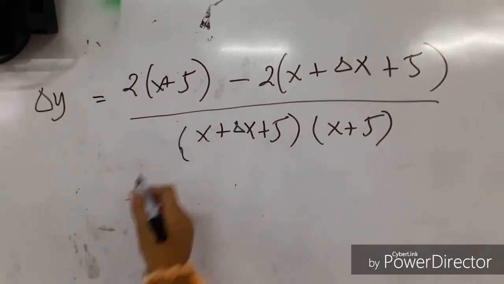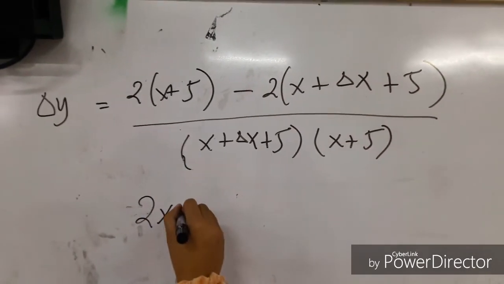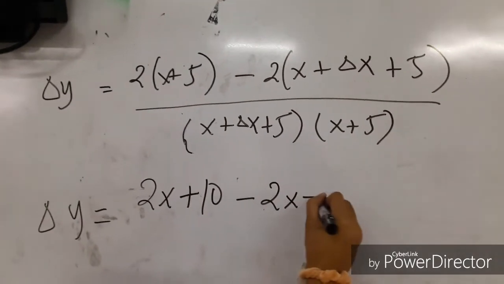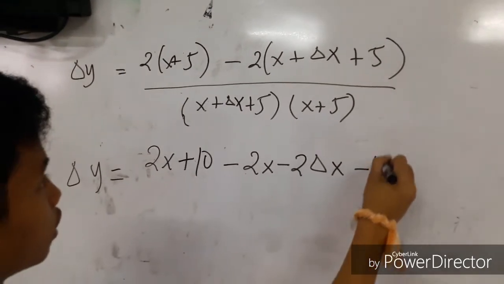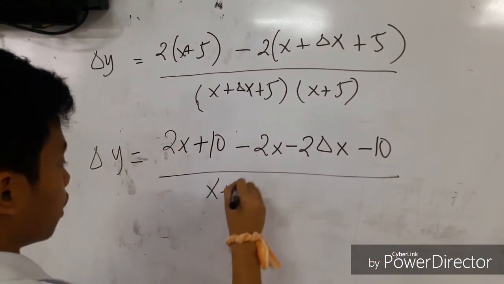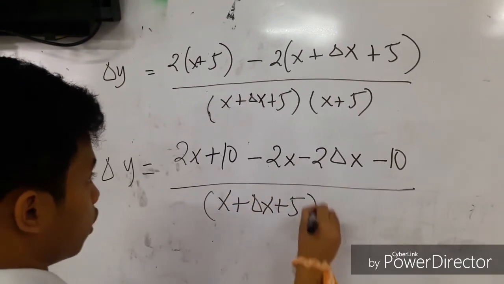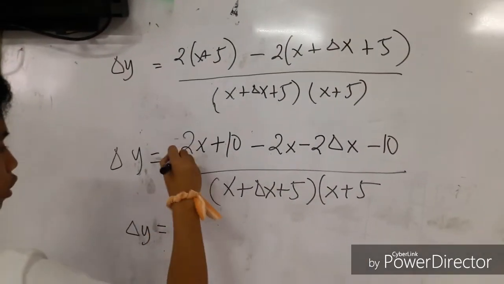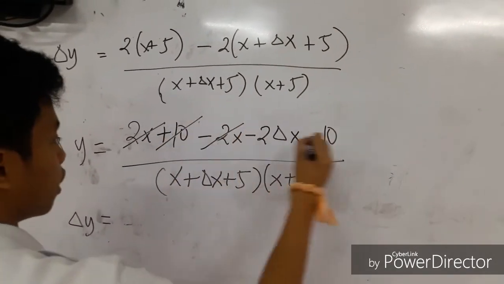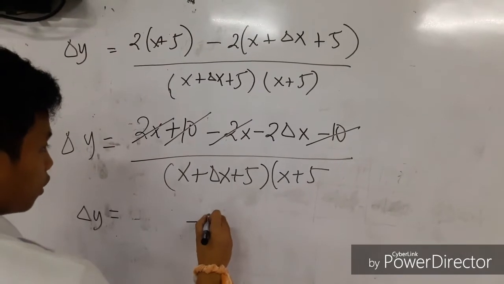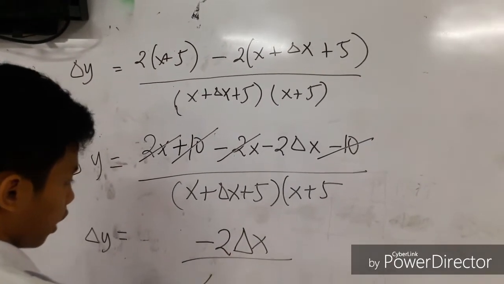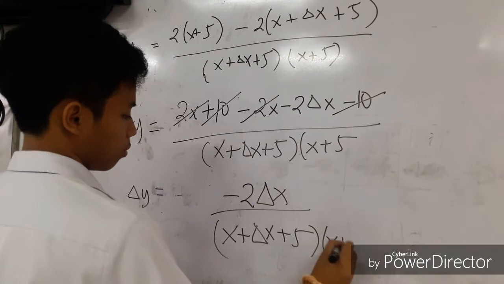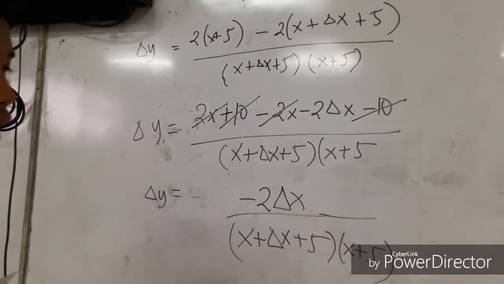So let's distribute 2 and 2. So 2x plus 10 minus 2x minus 2 delta x minus 10 over (x plus delta x plus 5)(x plus 5). Then we simplify. Delta y is equal to 2x cancel, 10 cancel, then the rest. So what will happen is it becomes negative 2 delta x over (x plus delta x plus 5)(x plus 5). So here now is our simplified form.